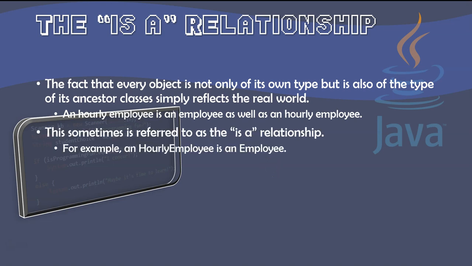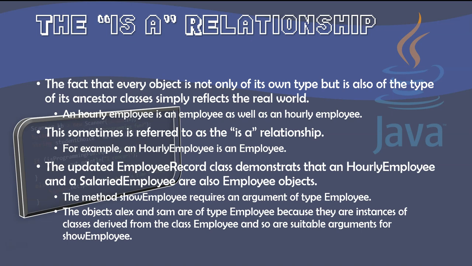This is what is referred to as an "is a" relationship. For example, an hourly employee is an employee. Now, we're going to look here in a minute at the updated employee record class, which is to demonstrate that is a relationship between the hourly employee and salaried employees and how they relate back to the regular employee objects.